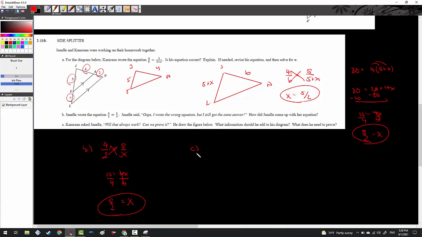So Kamran asked Janelle, will that always work and can we prove it? He drew the figure below. What information should he add to his diagram? What else will he need to prove? I think I need another picture for that. I'll be right back with that picture so that we can do C.